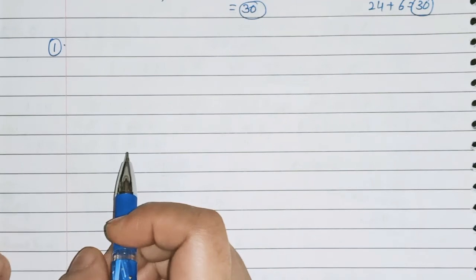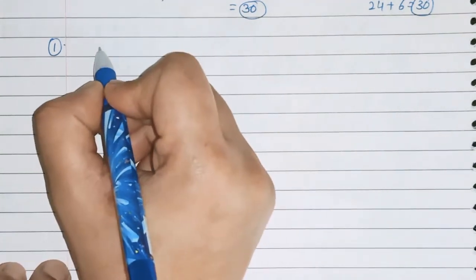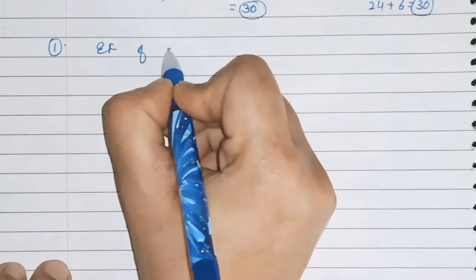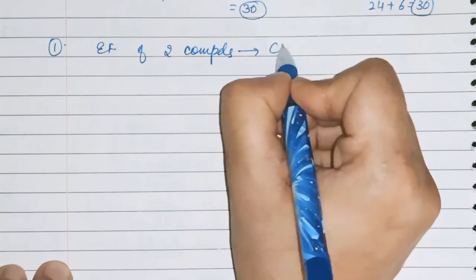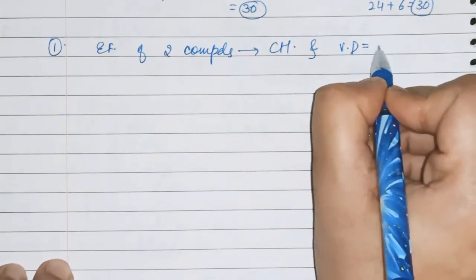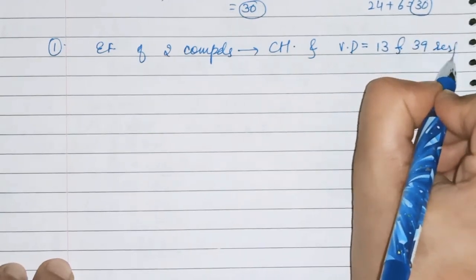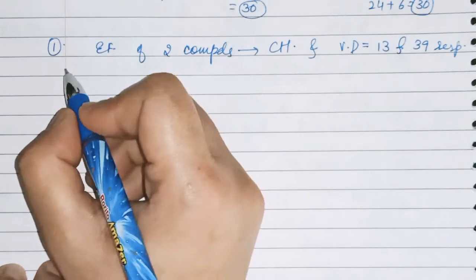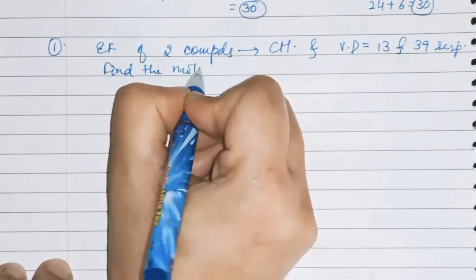Now let's begin with the numerical based on these equations. The empirical formula of two compounds is the same, that is CH, and their vapor densities are given as 13 and 39 respectively. Find the molecular formula.